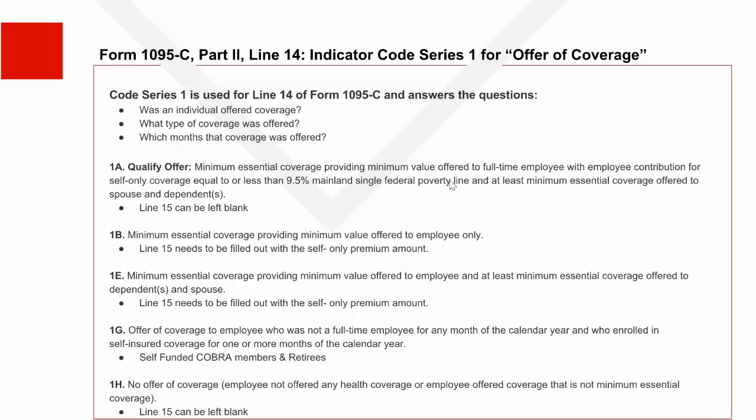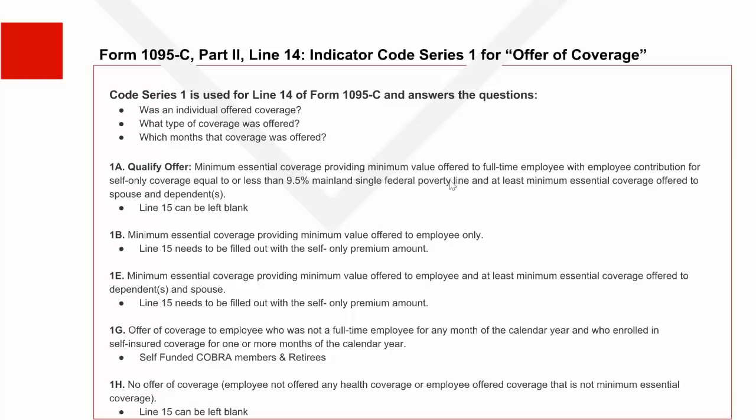Then we have 1E, which is minimum essential coverage providing minimum value offered to employees, with at least minimum essential coverage offered to dependents and spouse. So after 1A, these are all close but no cigar, essentially, to 1A. So you need to prove it a little step further by adding in line 15, the lowest cost premium for employee only.